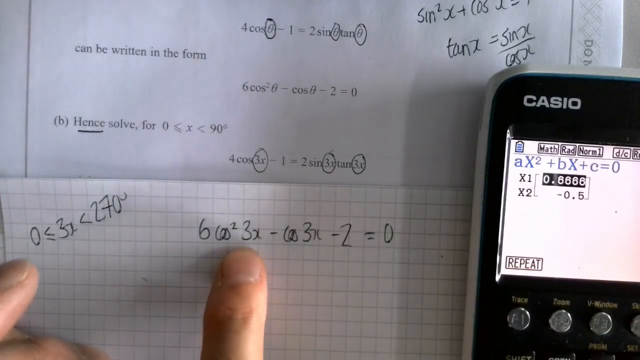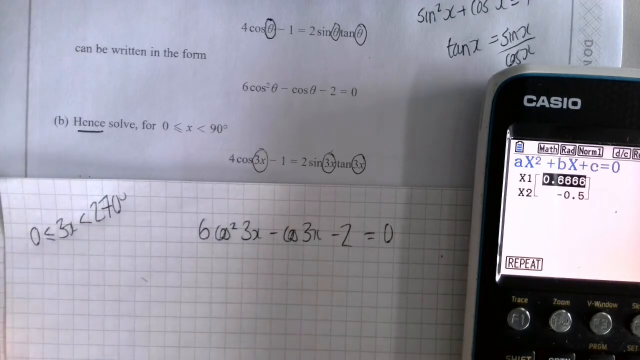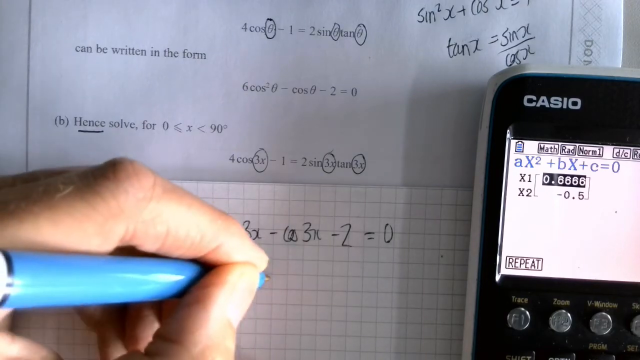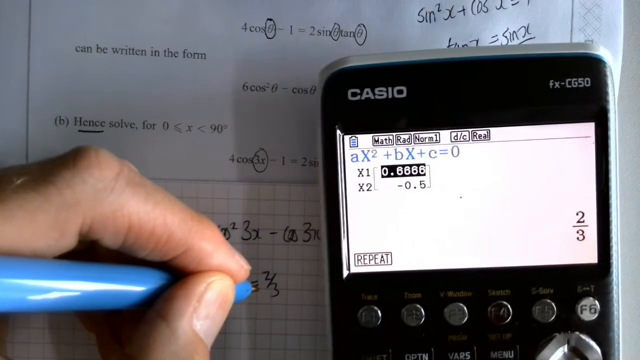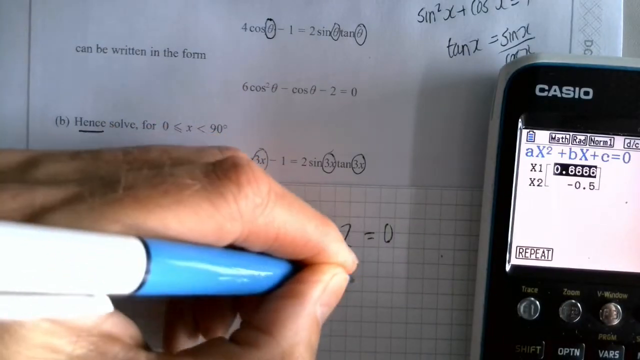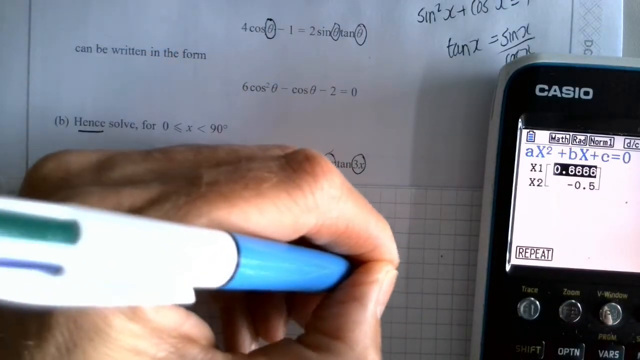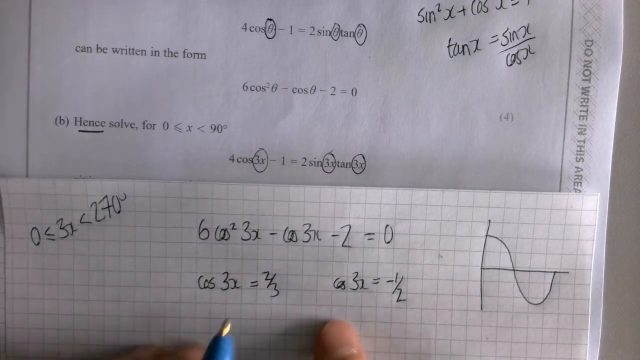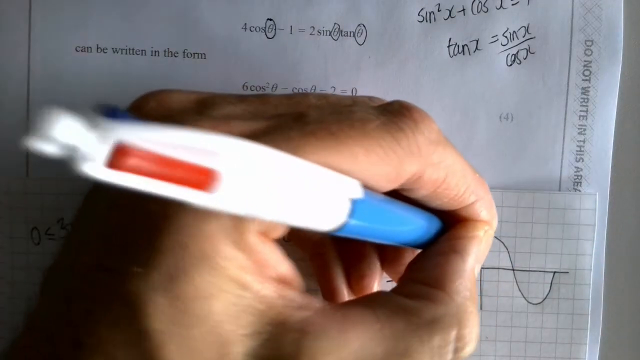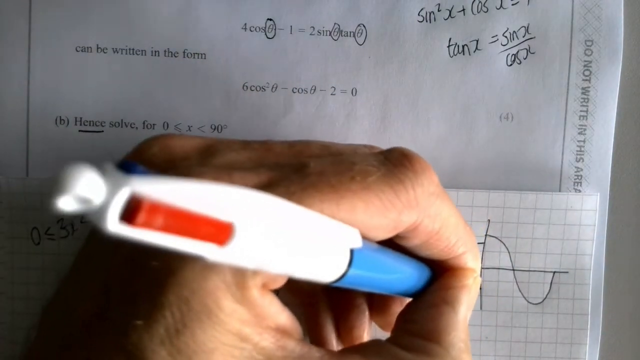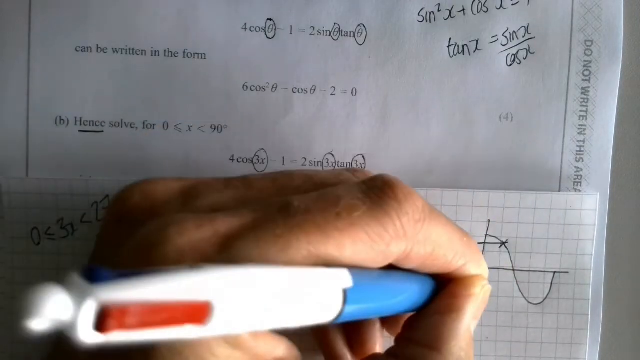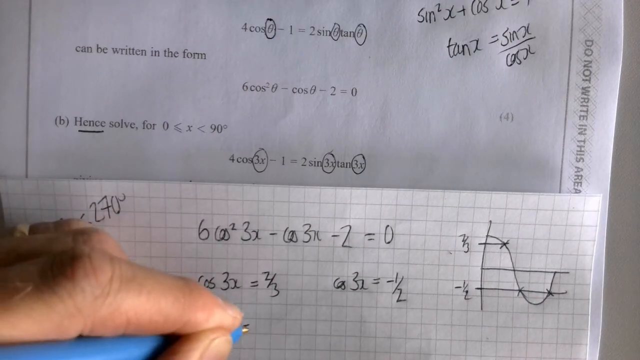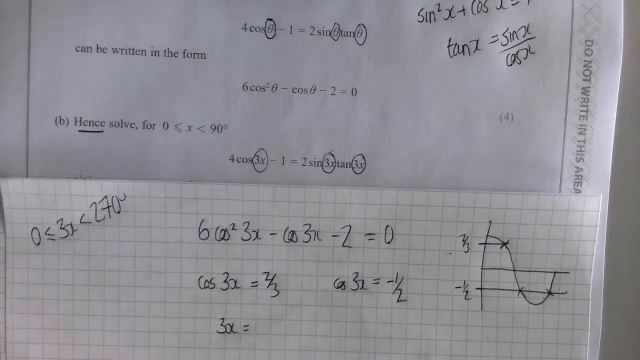But that's not x, is it? The variable in this quadratic is cos 3x. So I know that cos 3x is equal to 2/3, and cos 3x is equal to minus a half. So I'm going to pretend this is just x, and 2/3 is valid and minus a half is valid. So I know I'm looking for 3 solutions for 3x.